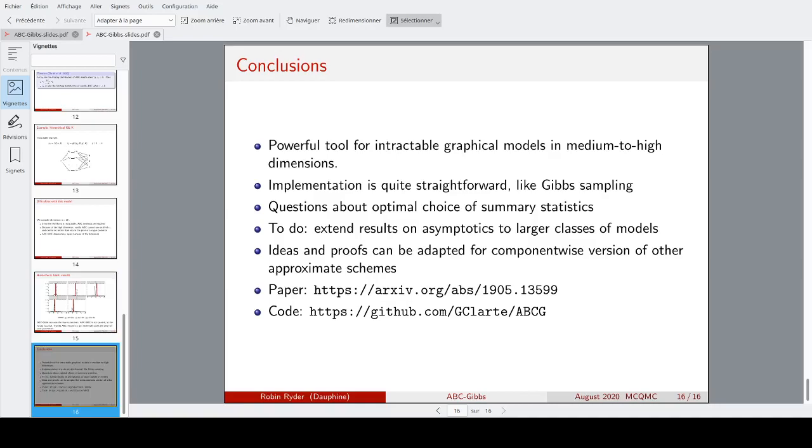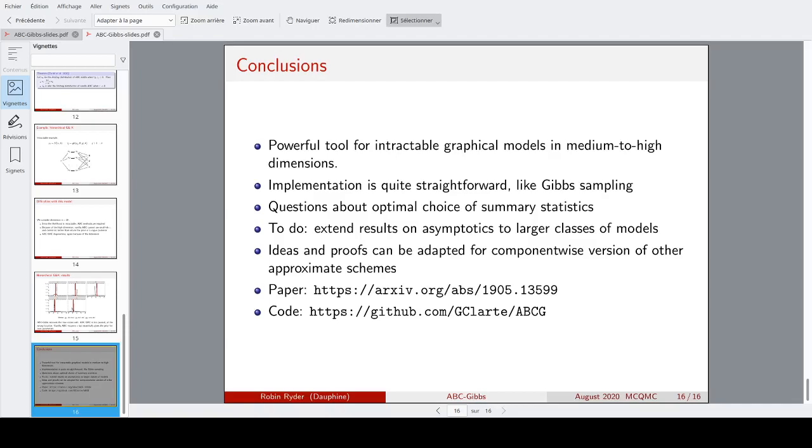Okay, so you can have a couple more examples and further theoretical results in the paper. I'll just say as a conclusion that this is a rather powerful tool for intractable graphical models in medium to high dimensions. And what's nice about it is that it's quite straightforward to implement. Now, anybody who's tried to implement an ABC SMC from scratch, the first time you do it, it's quite painful. You have a lot of tuning, it's not at all obvious how to do it. Here, ABC Gibbs, well, it's very close to a Gibbs sampler. It's quite straightforward to implement.